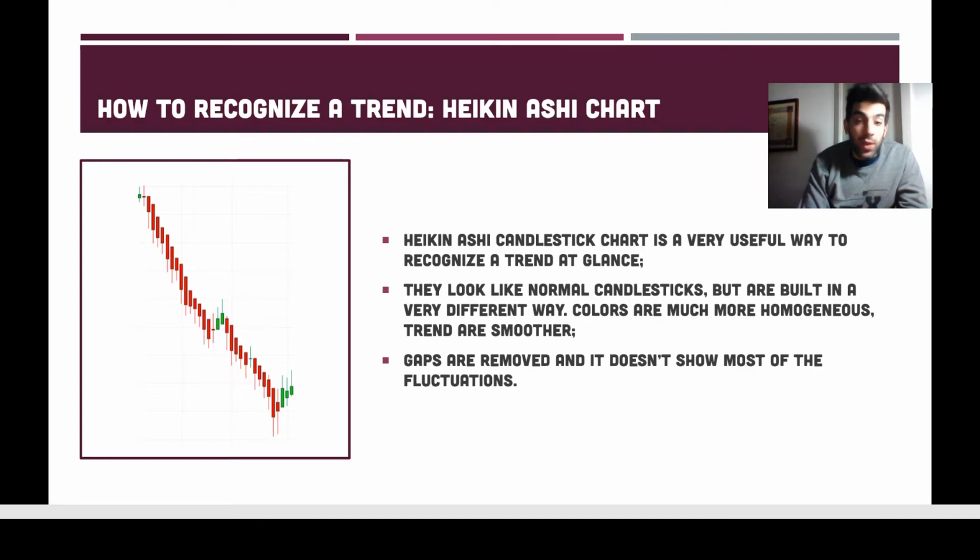They are built in a very different way. So the colors are much more homogeneous. It's more rare to see red, green, red, green, red, green. But as we can see here, it's red, red, red, red, red, some green, and then red, red, red, red again, which tells us this is a downtrend, because it's everything red. And the trend is smoother, and the gaps are removed.